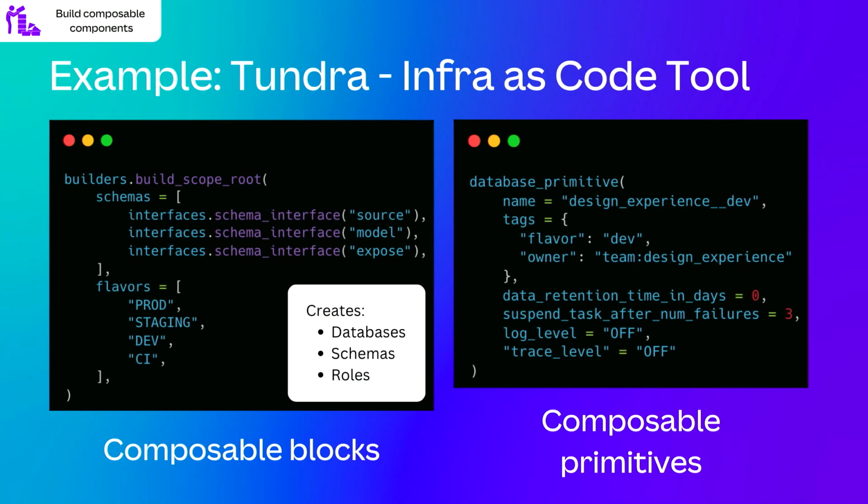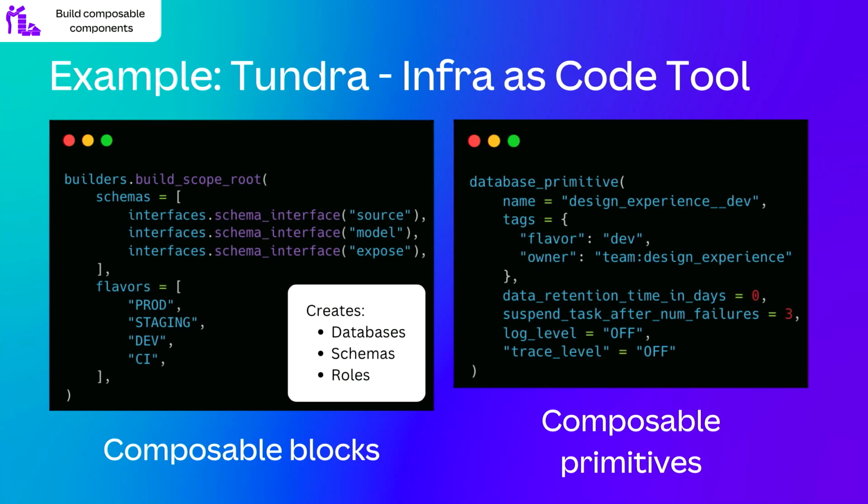So that's what we did at Canva, where we built our own infrastructure as code tool in-house. I know most people probably use Terraform here, but we have something called Tundra that we use for database infrastructure as code that's built on top of a DSL called Starlark, which is built on top of Python. On the left-hand side, we have a composable block that allows you to spin up an entire database together with schemas, together with roles and access control management, just by using 6 or 7 lines of configuration code, and it deploys all that for you.